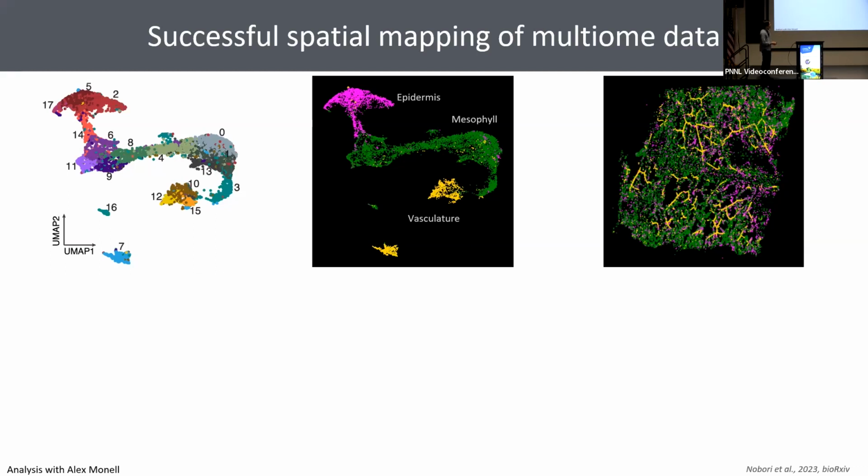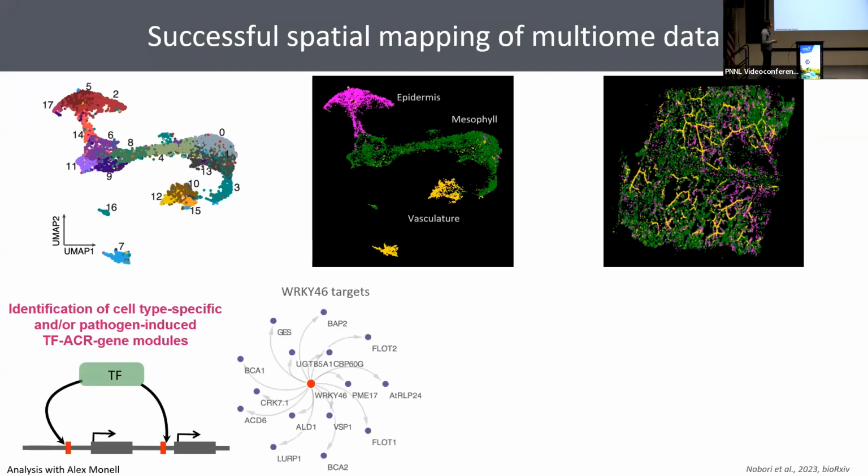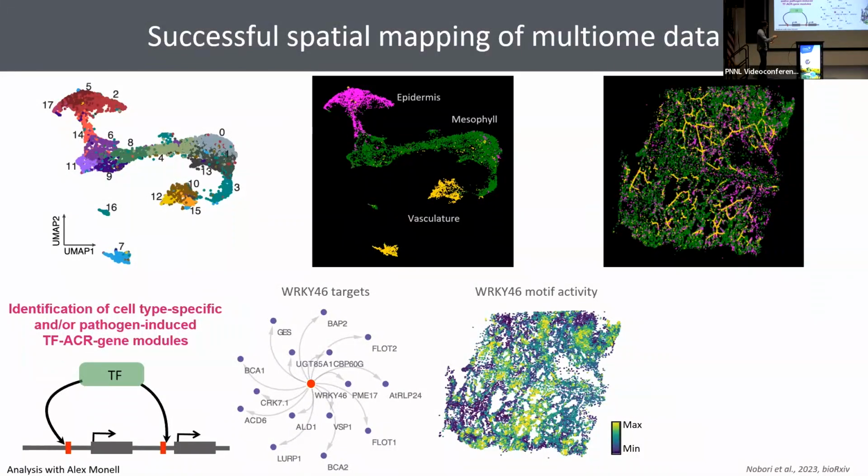So we are convinced by this, or motivated by this result, and try to map any other information such as transcriptome and epigenome. If you remember that I showed that we predicted many potentially new gene regulatory mechanisms, WRKY46 as an example. So here we spatially mapped WRKY46 motif activity, which is epigenome data. This is the immune activated tissue, and you see heterogeneous distribution of cells with high WRKY46 motif activity.